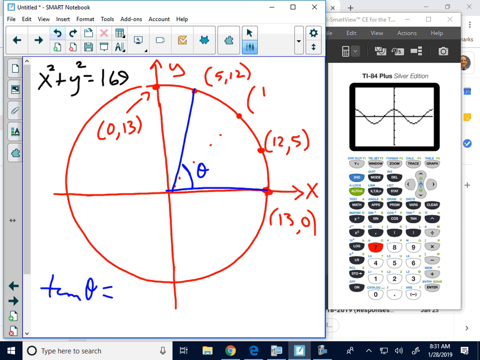12 over 5, right, which is 2.4. Okay? Now, if I said, somebody give me a guesstimate, how many degrees is this? Could you give me a reasonable number? About how many? 60 degrees? It actually looks much more than 60. Say again? 75, 80 maybe?